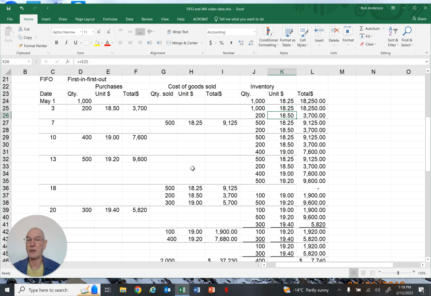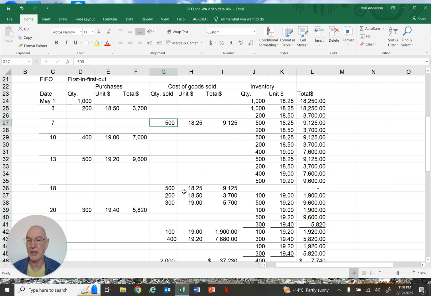Now the next thing we do is on May 7, we sell 500 units. Now this is an inventory cost flow chart. It's not a sales journal, so we don't need to know the selling price. We're keeping track of cost of goods sold.